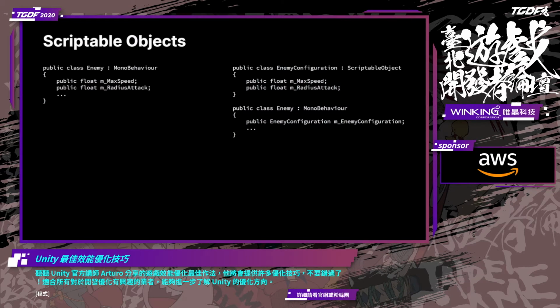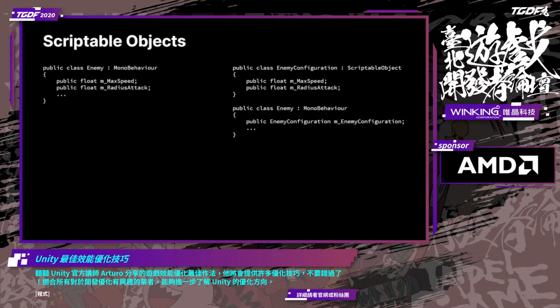Perfect. So now on scriptable objects. If your project has a prefab that stores unchanging data in an attached monobehavior script, as in our script on the right, we have this monobehavior called enemy, and we have a max speed and a radius attack. Imagine I have multiple enemies with this monobehavior attached, and the properties, the max speed and the radius attack, are going to be the same for every game object. So I'm using this for configuration.